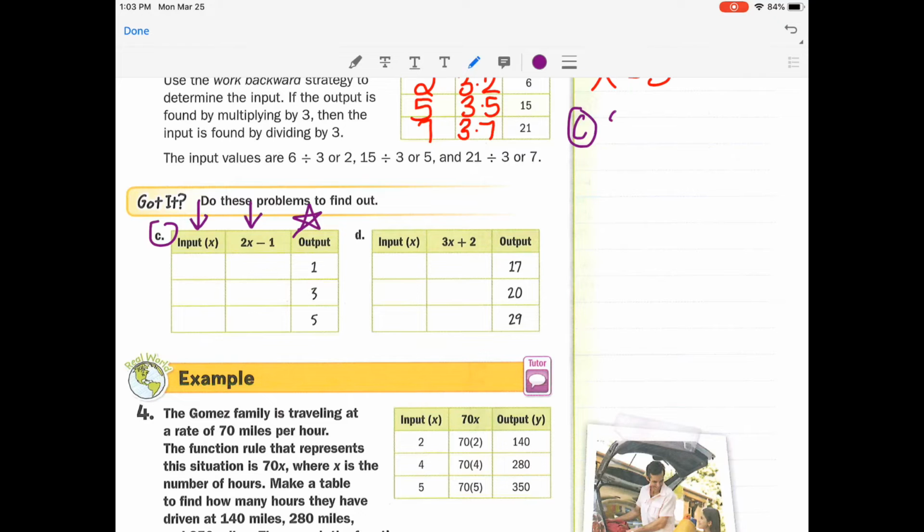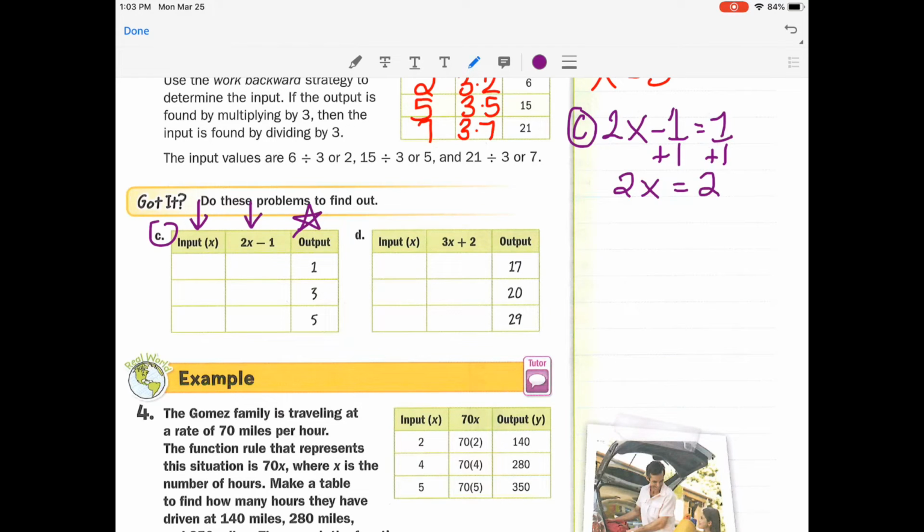So we're going to go ahead and rewrite this problem knowing that we actually have our answer, which is 1. But we're going to have to solve this problem. So the first thing I want to do is I want to get rid of that subtraction. So I'm going to add 1 to both sides, which leaves me with 2x equals 2.